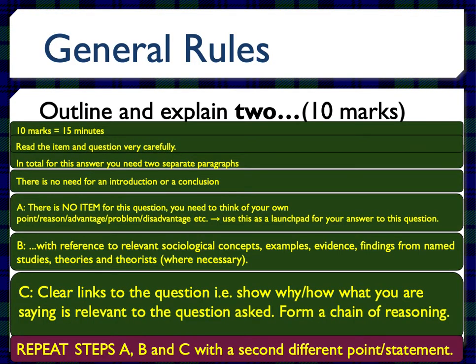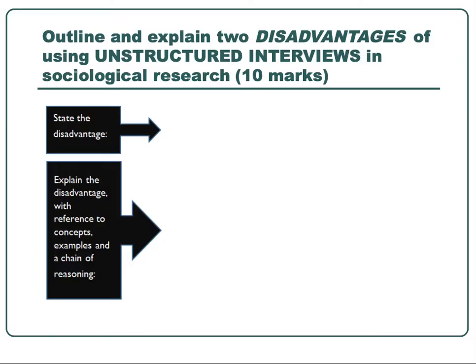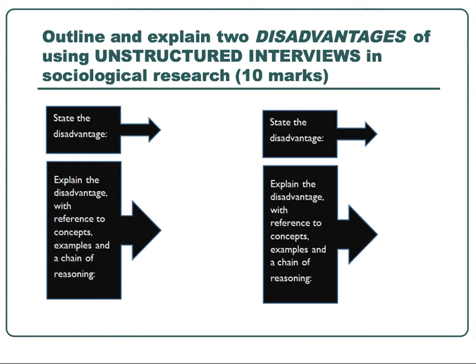We can apply the general rules to the question. Just give yourself a quick reminder of what those are. Press pause if you need to. Or a slimmed down version. Remember, this is written in continuous prose. The boxes are just there as a guide. You state your first disadvantage, as a sentence usually, and spend the rest of the paragraph developing that with reference to concepts, examples, and as I've said, a chain of reasoning. Then do the same with a second, different disadvantage.